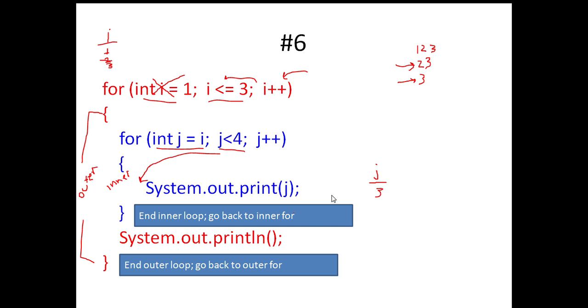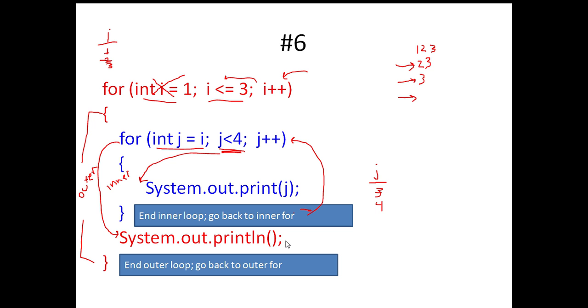The next line says end the inner loop, go back to inner for. Increment j, j becomes 4. Well, the 4 causes this test to be false, so we kick out of the loop and print a blank line, and really then the insertion point's right here.